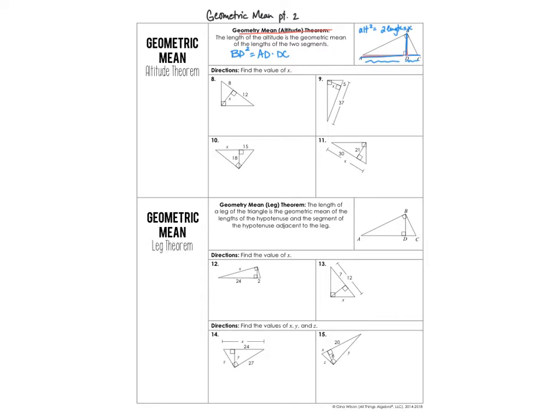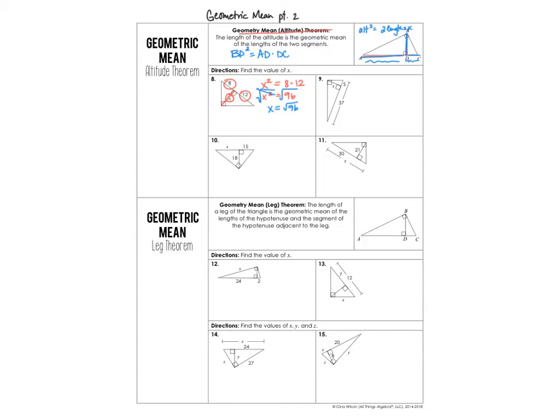Okay, so look at number 8. Here's our altitude. That is labeled as x. So altitude squared equals our two lengths times each other. So 8 times 12. Okay, 8 times 12 is 96. So x squared equals 96. And to get rid of the squared, because you got to get x by itself, you take the square root. The square root of 96. Okay, because that square root cancels out the square.